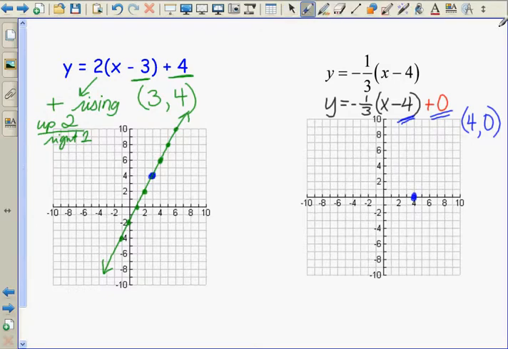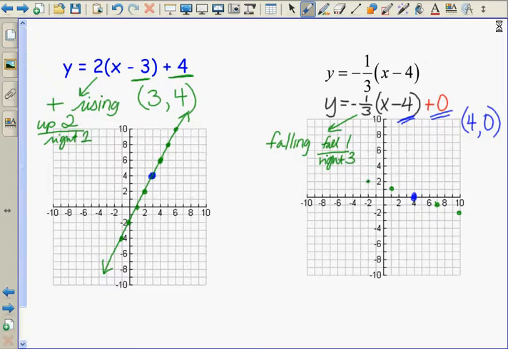There's my start point. And then we need to decide, are we rising through our start point or are we falling through our start point? And that is coming from our a value. Since it's negative, we know we are falling. And we're going to fall 1 and go to the right 3. So down 1, out 3. Always going to the right so that I'm either rising or falling to the right.